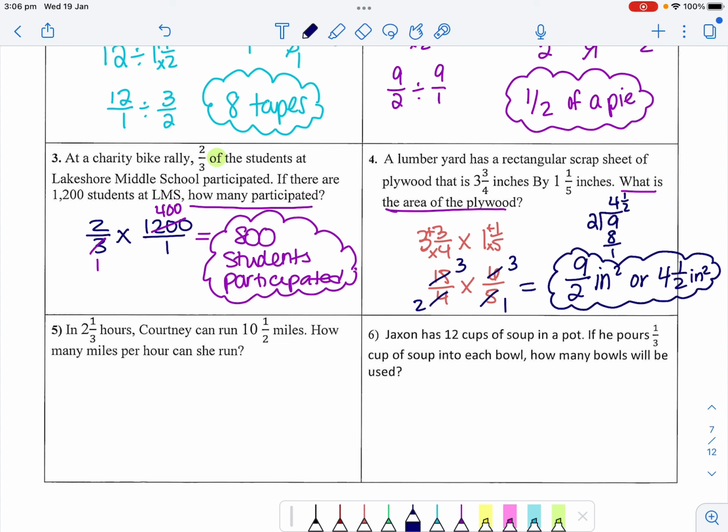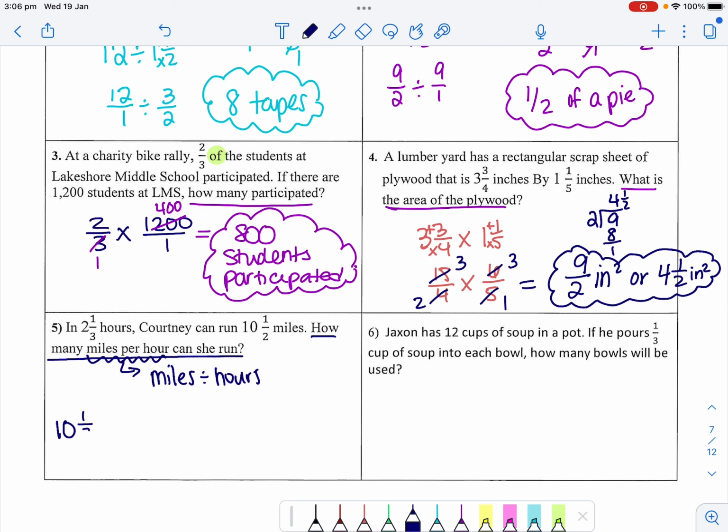Number 5 says, in 2 1/3 hours, Courtney can run 10.5 miles. How many miles per hour can she run? This miles per hour right here is the same as saying miles divided by hours. Okay, so when I set this problem up, it's going to be 10.5 divided by 2 1/3, because it's 10.5 miles divided by 2 1/3 hours.